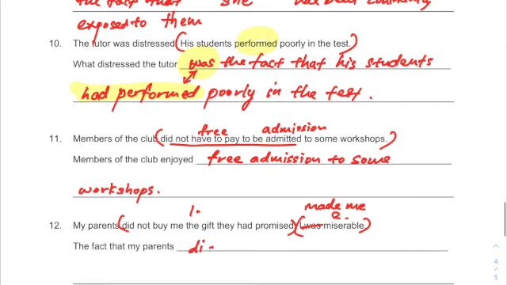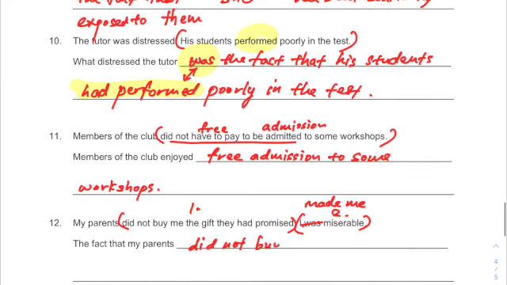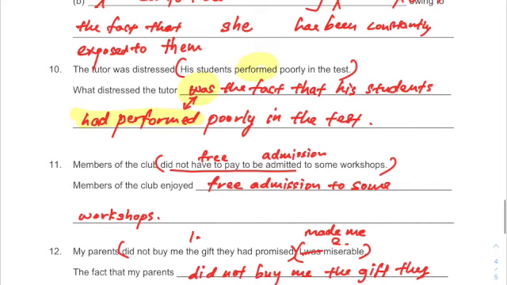So the fact that my parents did not buy me the gift they had promised. So notice had promised, made me, so simple, miserable. Okay, this fact, the fact that my parents did not buy me the gift I wanted, this fact made me miserable. So I have to insert a made me here in order to complete my response.